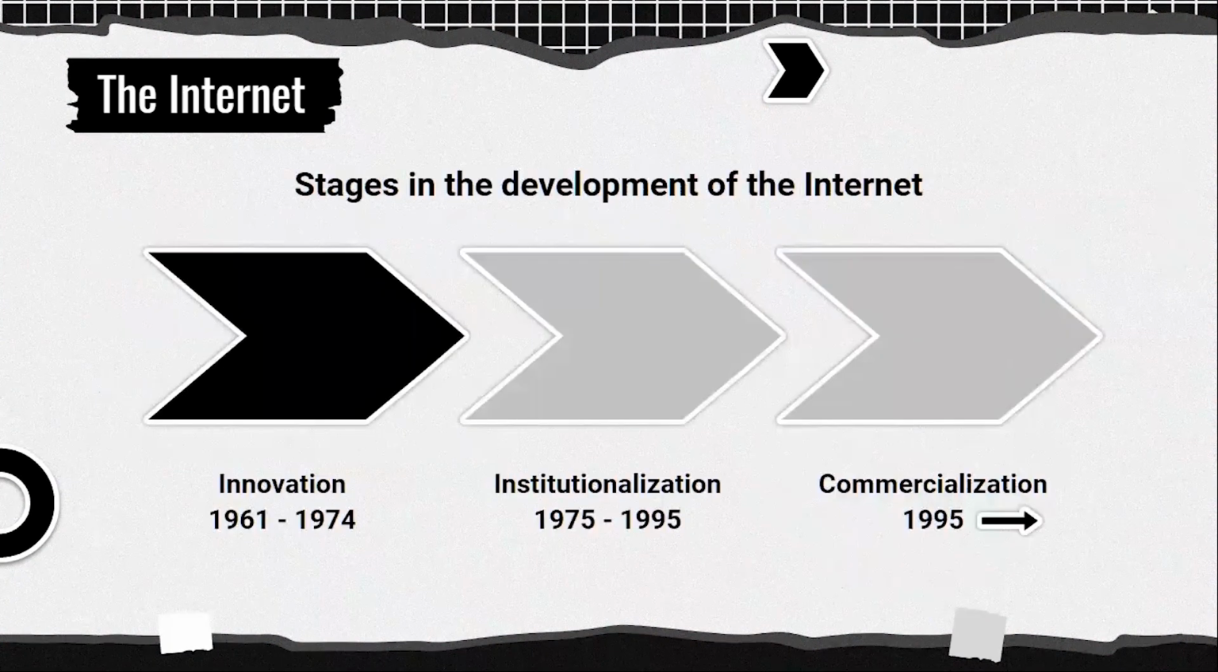Well, throughout the history of the internet, you can say that the stages in the development of the internet can be broken down into three. First, the innovation phase, where the most basic building blocks of the internet were put in place. The original purpose of the internet was to link large mainframe computers on different college campuses.